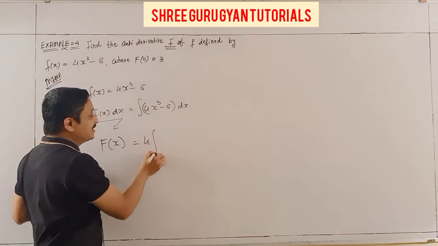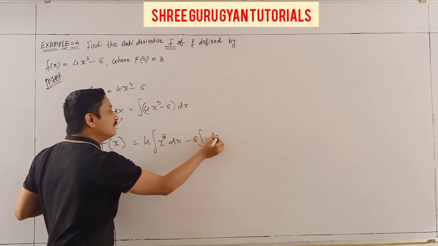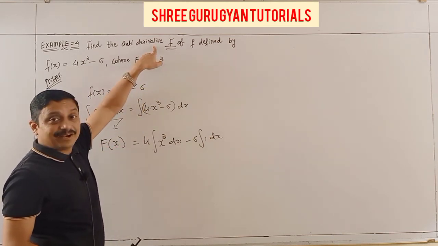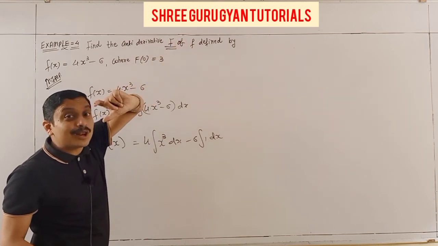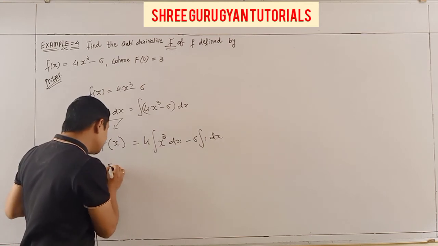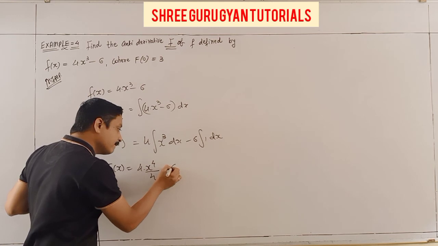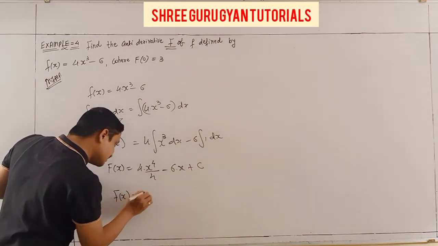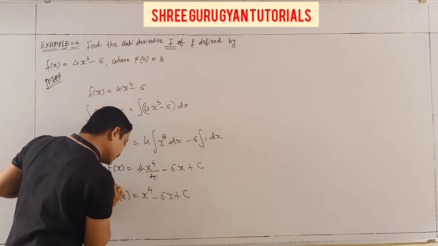And here, as well as the method, 6 outside. Why write here capital F of x? Read that the antiderivative of f is that of small f. It means this integration is that given f(x), and that answer is known. It is 4 by 4, x raised to 4, minus 6x plus c. So what is the value of F(x)? x raised to 4 minus 6x plus c.